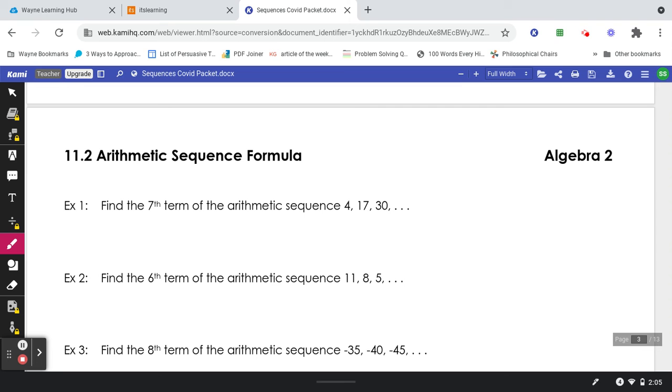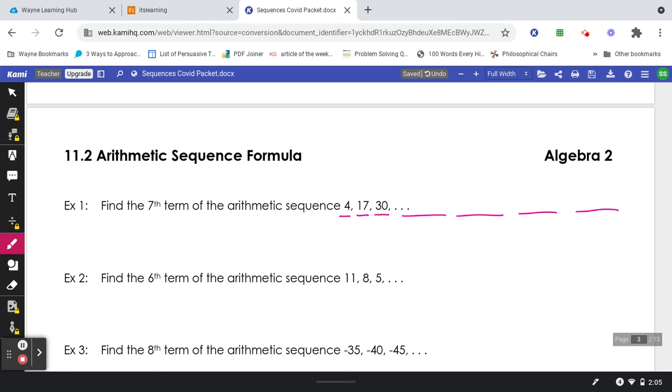Example number 1, find the 7th term of the arithmetic sequence. It starts with 4, 17, and 30. So they give us the first 3 terms. That's the first 3. I need 4, 5, 6, and 7. I'm looking for the 7th term.